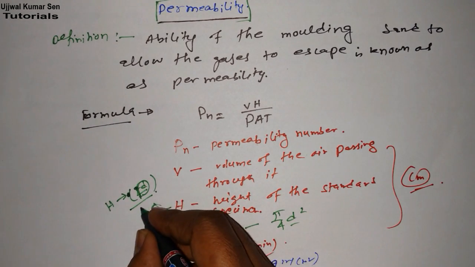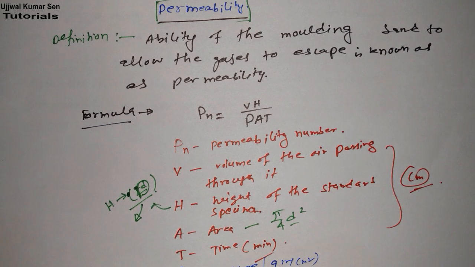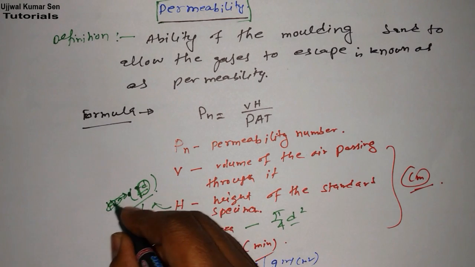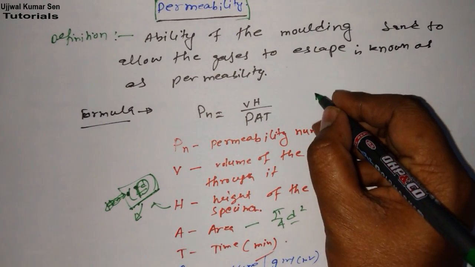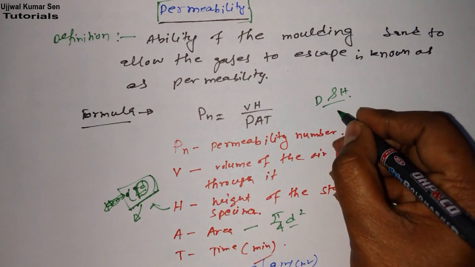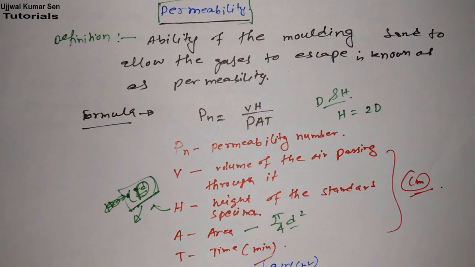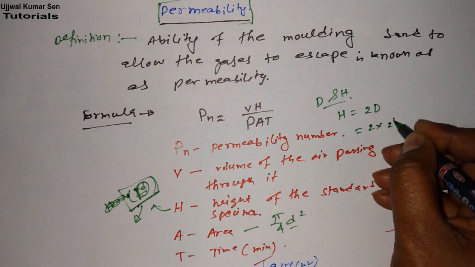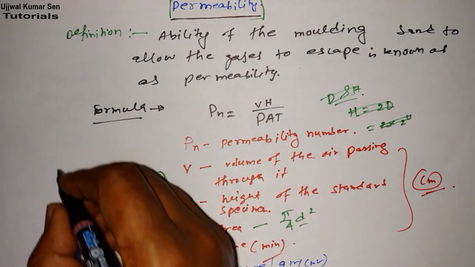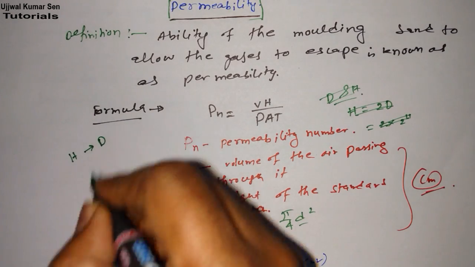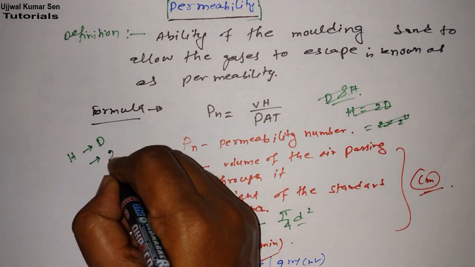Of course, what is this d? The diameter of the specimen, that is sand. So basically, the relation between diameter and height is that height is equal to 2d of that specimen, and 1d is equal to 2 inch. So h is equivalent to 2d, and d is equivalent to 2 inch.